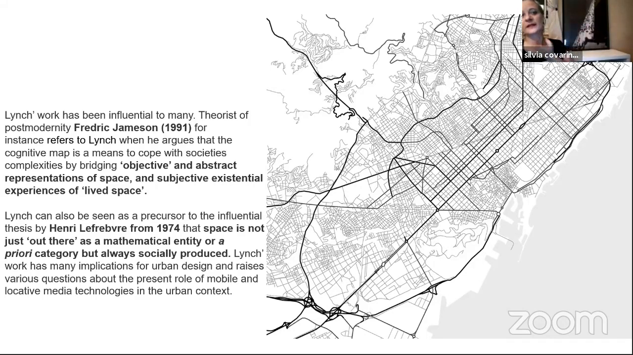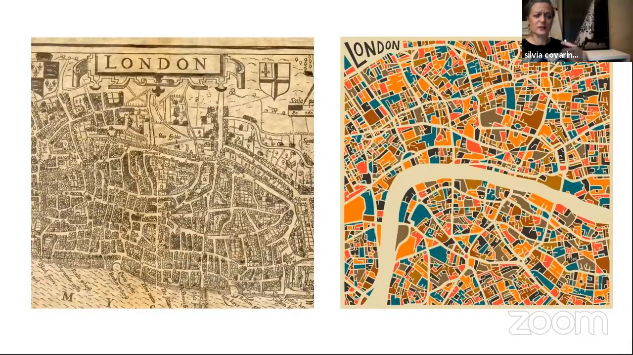For example, in 1990, Frederick Jameson referred to Lynch to consider the complexity of the objective and abstract representation of the space. And then Henri Lefebvre, also in 1974, was really connected with Kevin Lynch. Space is not just out there, not a mathematical entity or a priori category, but always socially produced. And again, the way to represent this space is not new, because Kevin Lynch did not invent the map.